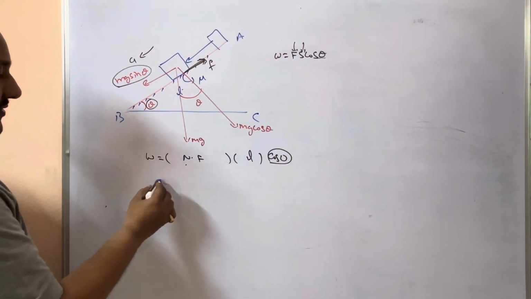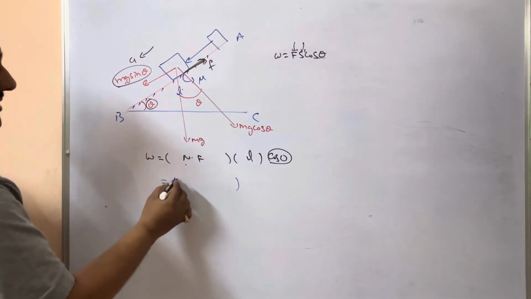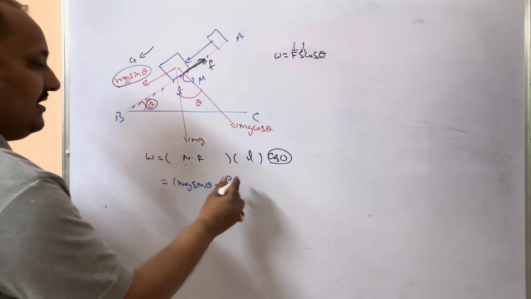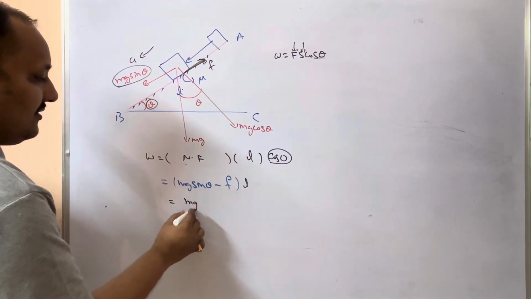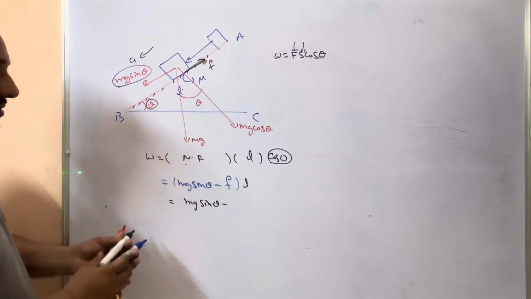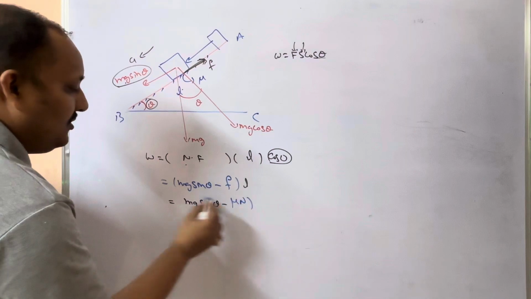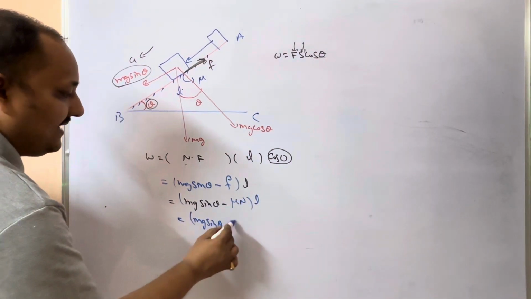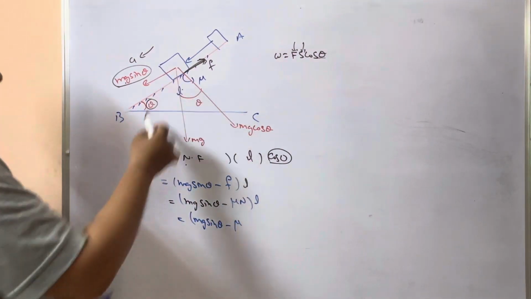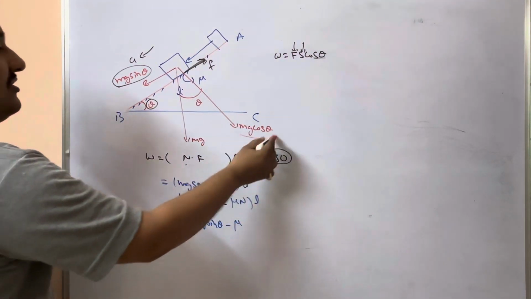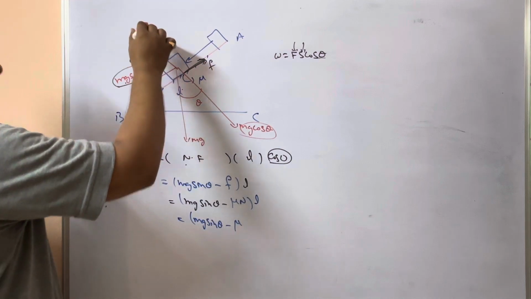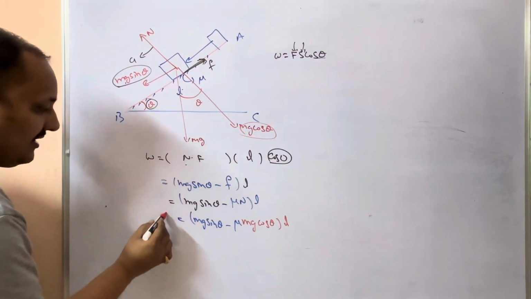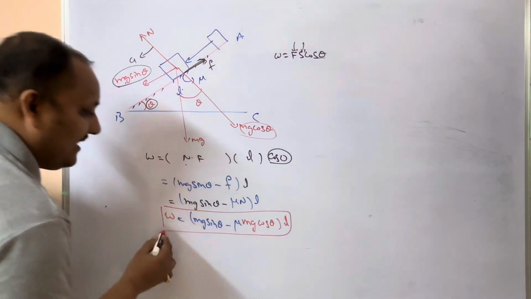Now what is the net force? Net force means mg sin theta minus frictional force, into L. So mg sin theta minus, what is the frictional force equation? Mu N. In laws of motion we discussed. Mg sin theta minus mu, what is the normal reaction here? This mg cos theta is balanced by normal reaction. Therefore, mu mg cos theta into L. So this is the work done by gravitational force.